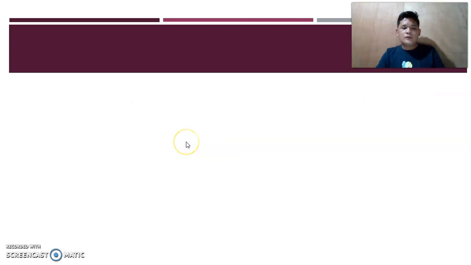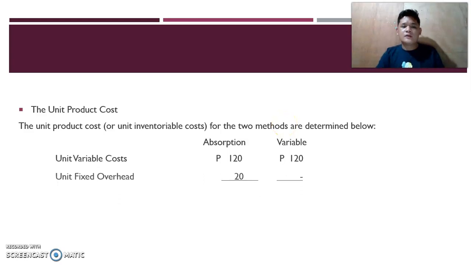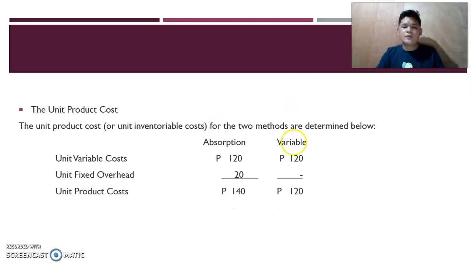Method, the unit product costs. So the unit product cost or unit inventoriable cost for the two methods are determined below. So magkano ngayon yung cost ng product mo? Unit variable cost, unit fixed overhead, unit product cost. So ibig sabihin class, ito yung pinagkaiba ng dalawa.